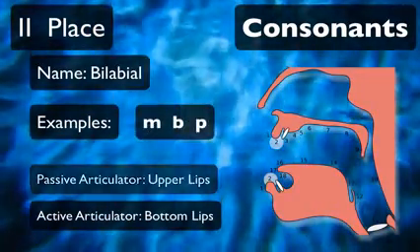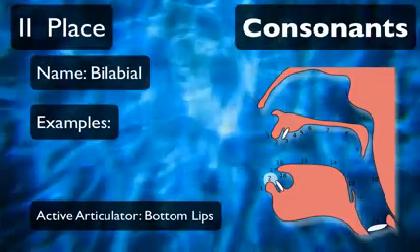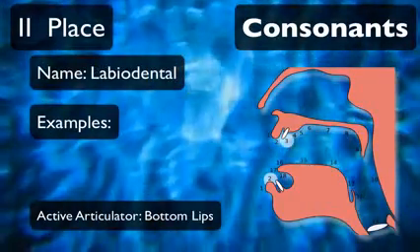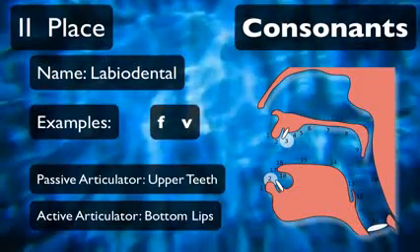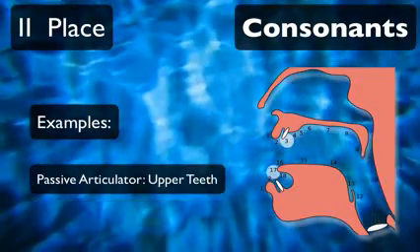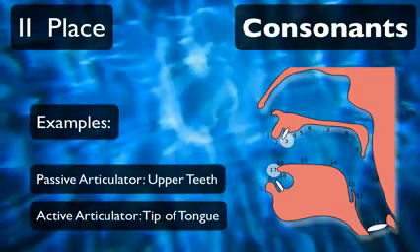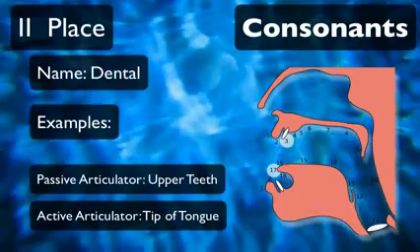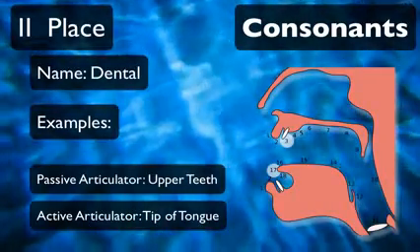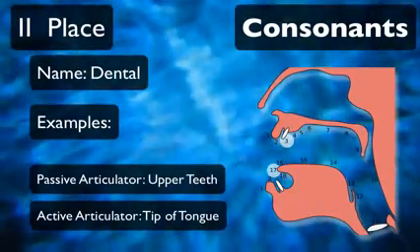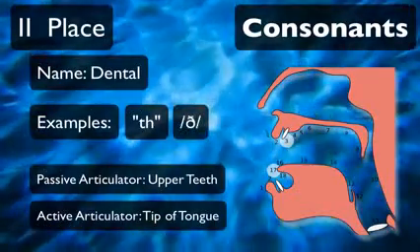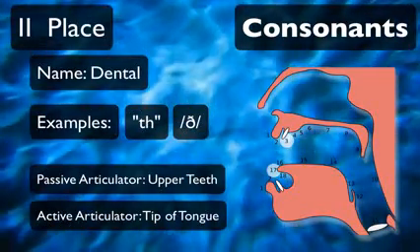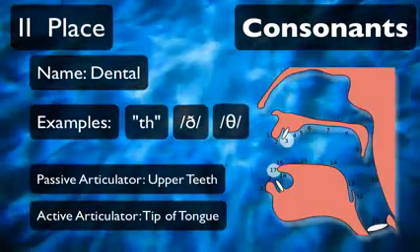B, p. The second place we care about is labiodental. This is lips and teeth, and you might have guessed we've encountered this already. This is F and V in English. Now we'll switch to the tip of our tongue as the active articulator here. Place number 3 is dental. These are the tip of your tongue is touching your teeth. We have 2 consonants in English. They're both spelled TH. One is this, it's voiced, and the other one is thing.